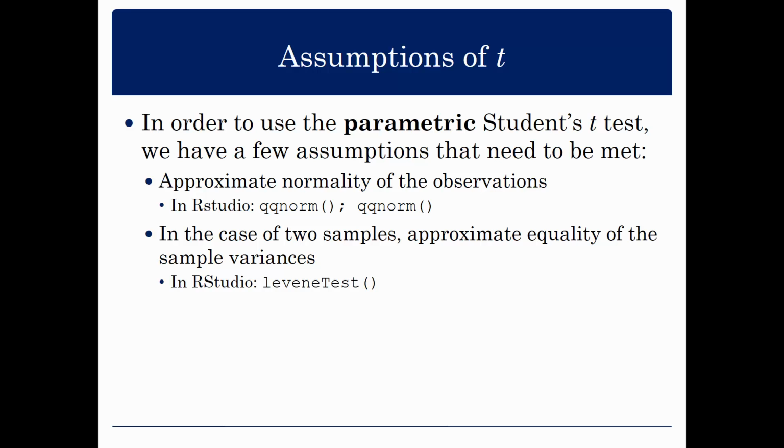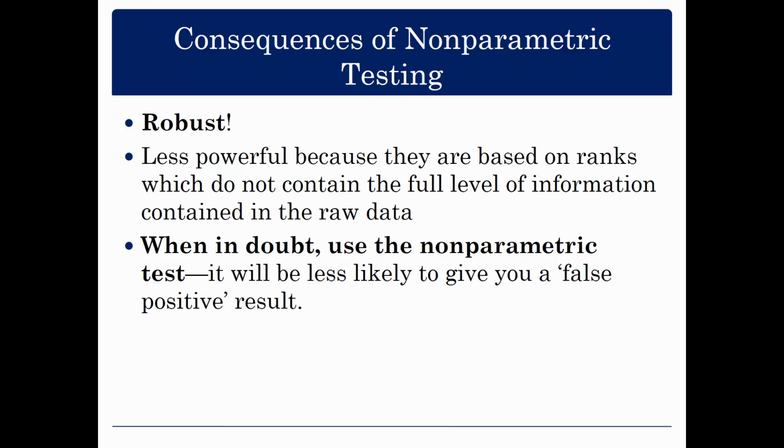The assumptions of the t-test, again, it's parametric, so we have to assume normality, and we have to check that. The best way, I think, is the QQ plot, but you can do it in combination with a formal test of normality. And then in the case of two samples, you have to check for equal variances, and that's the Levene test. I'll send you the R code if you wanted to replicate that example. You can just run it. It'll be very easy to see the box plots to verify that they do have equal variance and that you don't have a difference in the variances of the two groups.